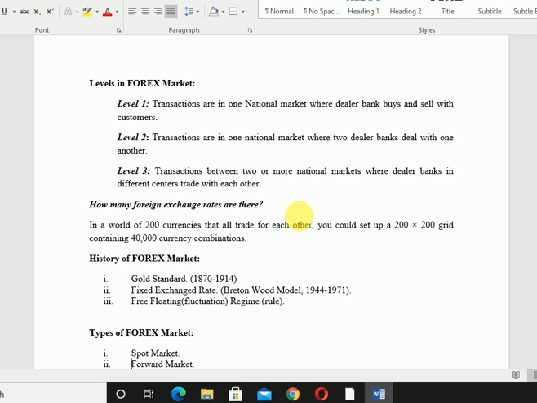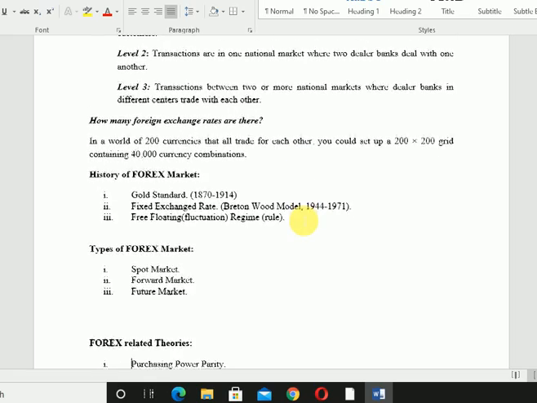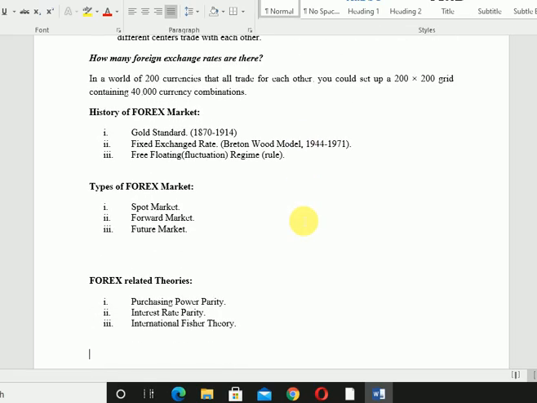The history of the forex market started from the gold standard, then the fixed exchange rate, Bretton Woods models, and now we have the free floating regime. Types of the forex market: spot market, forward market and future market.